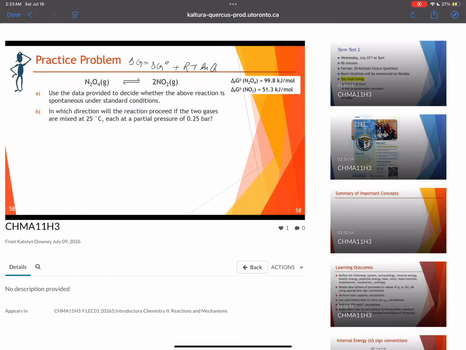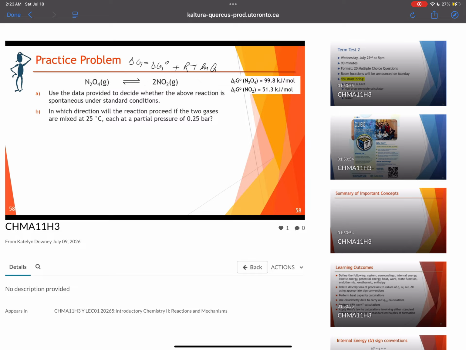Okay, let's go through this together. Question A is asking us to decide whether this reaction is spontaneous under standard conditions. Anytime we ask you if it's spontaneous under standard conditions, we're asking, is the forward reaction spontaneous? Will N2O4 become more NO2? I know we've been talking a lot about forward and reverse reactions, but the way it's phrased, it's asking us if it will be spontaneous in the forward direction as it's written, okay?